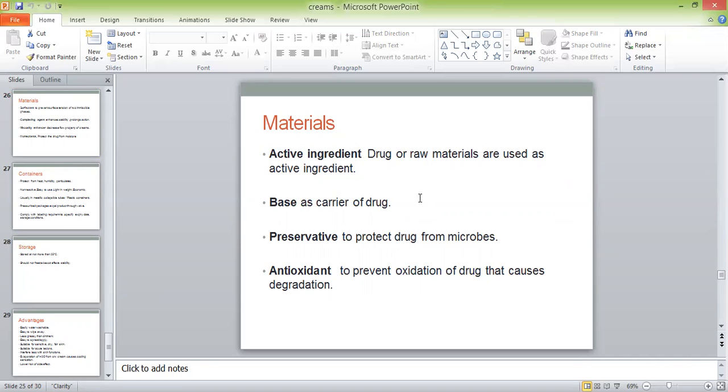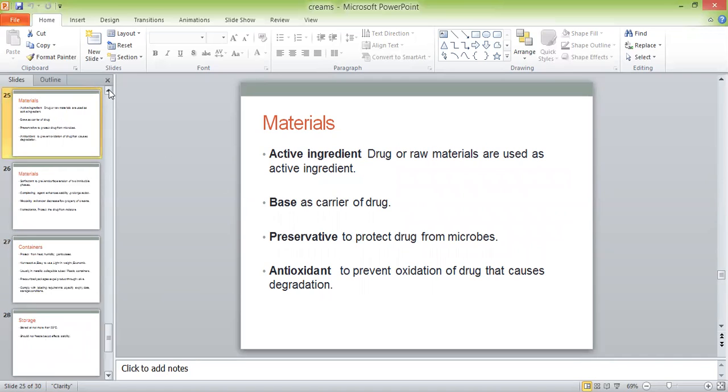So preservatives are added, like methylparaben and propylparaben. Antioxidants prevent the oxidation of the drugs, which causes the degradation of the drug. So auto-oxidation is there, and to prevent this, antioxidants are added. Examples of antioxidants are ascorbic acid, vitamin C, vitamin E, which is tocopherols, and retinols, vitamin A, are also added.